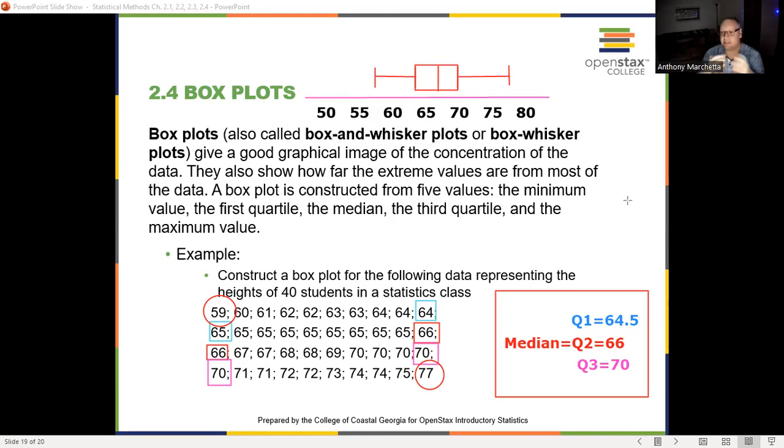Okay, so that's what it would look like. The box, of course, is in the middle. It represents the three quartiles. The whiskers represent the spread outside of the quartiles. And now you have a beautiful box and whiskers plot.